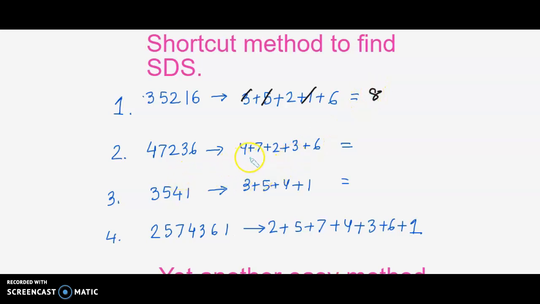Similarly, in this case, 3, 6, 9, and 7, 2, 9 are struck out. So we are left with 4. So the single digit sum here is 4.